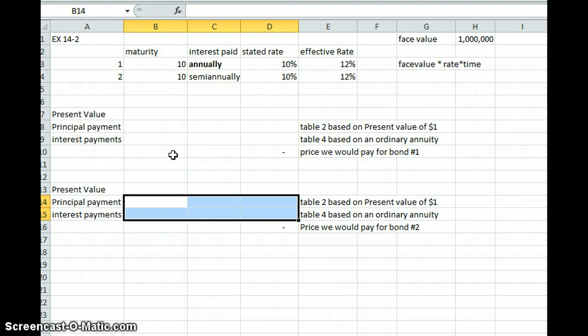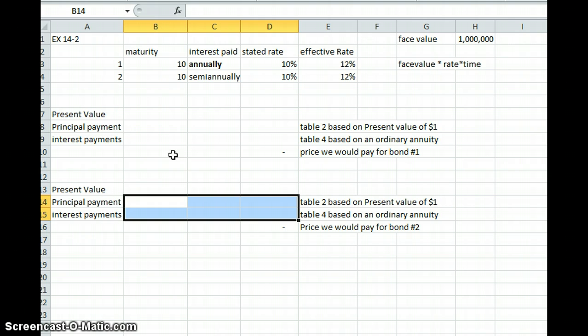We want to take both cash flows and discount them to their present value to calculate the price that we would be willing to pay for this financial investment compared to others of similar risk. That's our effective rate. Our effective rate we'll take and make sure that they're of similar risk.